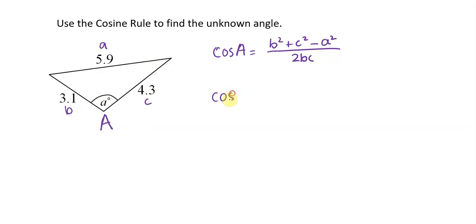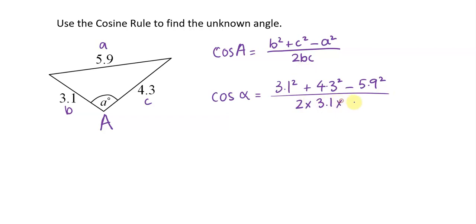So we have cosine, our capital angle here is represented by little a. A little bit confusing, maybe more of an alpha than an a. So we can write that as alpha equals b squared, which was 3.1 squared, plus c squared, 4.3 squared, minus a, which was 5.9 squared. And that's all over the top of 2 times b, 3.1, times c, which is 4.3.